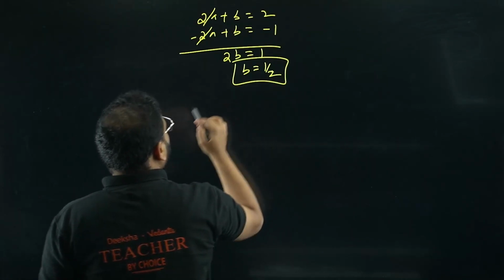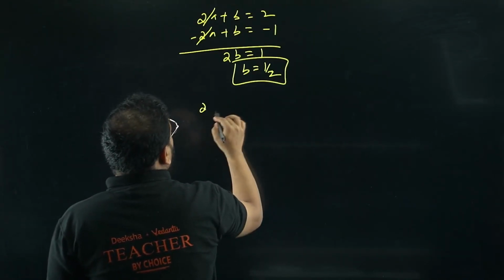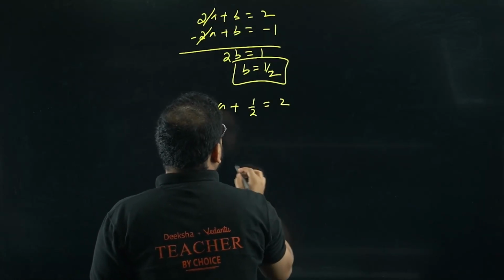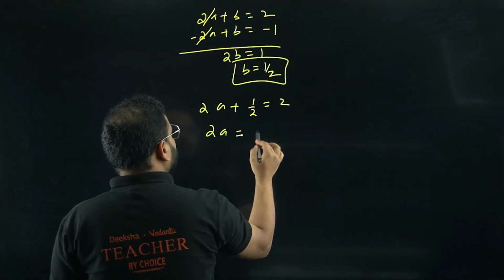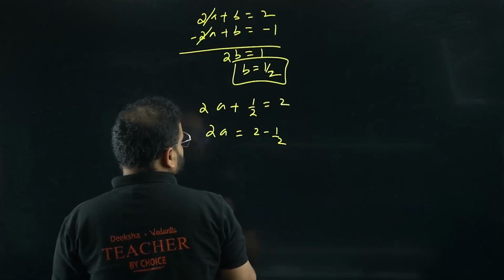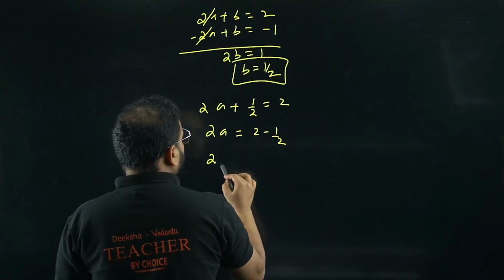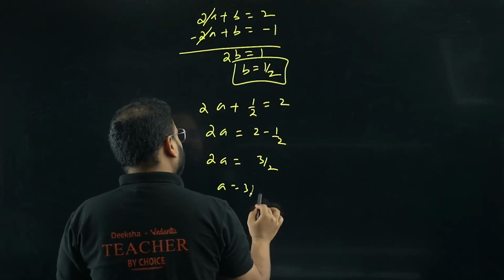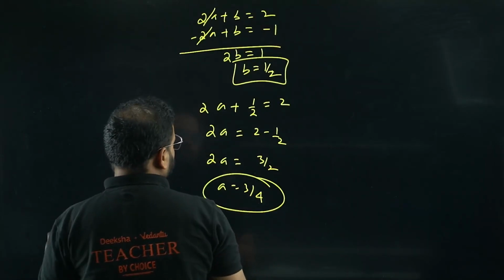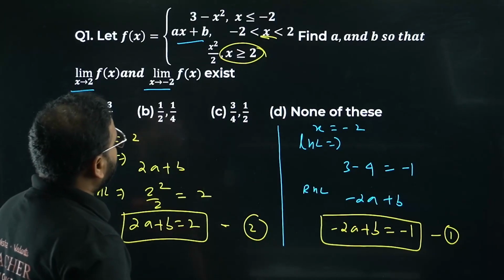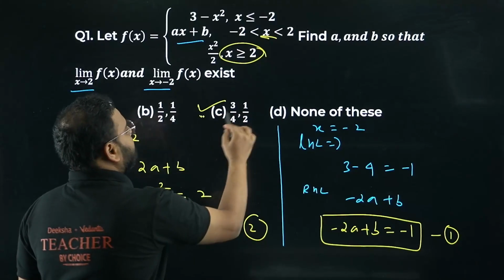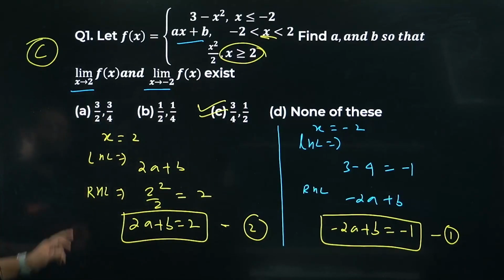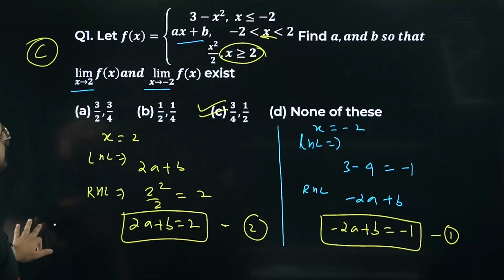If you use this in one of the equations, you're going to get 2a plus 1 by 2 equals 2. So 2a equals 2 minus 1 by 2, which is 3 by 2. So a equals 3 by 4. We have a as 3 by 4 and b as 1 by 2. Option C is correct. Done. All good.